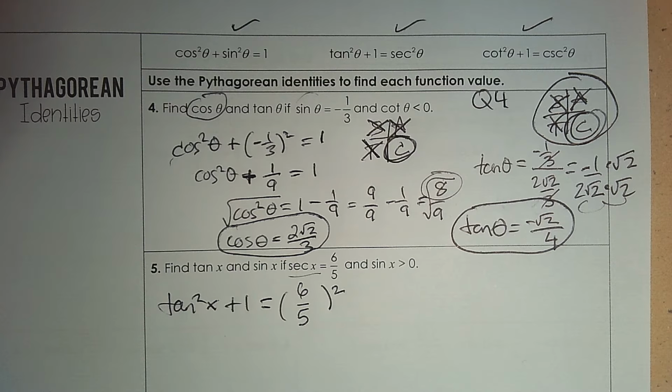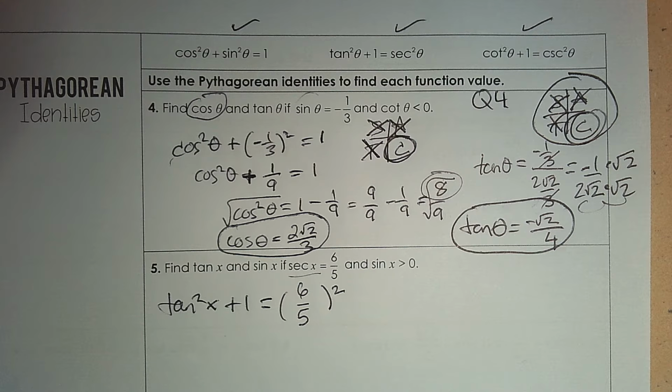I want to know tangent. You know secant. Which identity uses both? Use it, write it down, and plug in the actual number for secant. Then solve for tangent. I want to know what tangent is. You're given what secant is. What identity uses both? Now, you try to get tangent by itself.